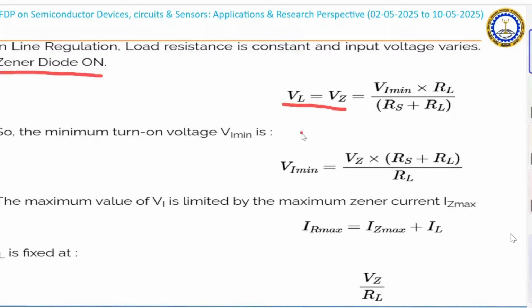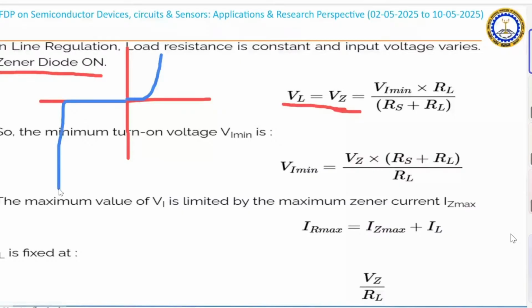So the Zener diode is on in two conditions. See, look at the Zener diode characteristics. Zener diode characteristics were somewhat like this. In the forward bias, it is a simple diode. Okay. In reverse bias, it is 0 up to some value, and after that the current is limited by the circuit. Right. So it means the Zener diode is on. If we are talking about reverse bias, it means we are talking about this region. Right. So here VL is equal to VZ.